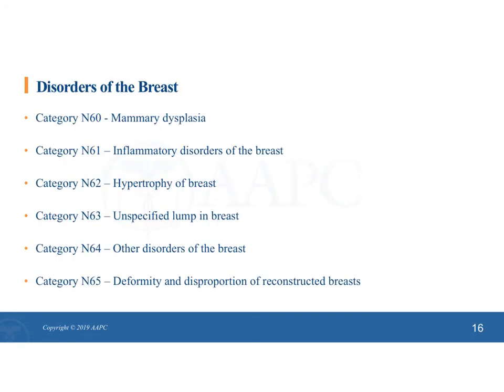Disorders of the breast. There is only a small selection of categories of breast disorders in the ICD-10-CM codebook. Benign mammary dysplasias, N60 category. Inflammatory disorders of the breast, category N61. Hypertrophy of breast, category N62. Unspecified lump in breast, category N63. And other disorders of the breast, N64. And deformity and disproportion of reconstructed breasts fall in the category of N65.